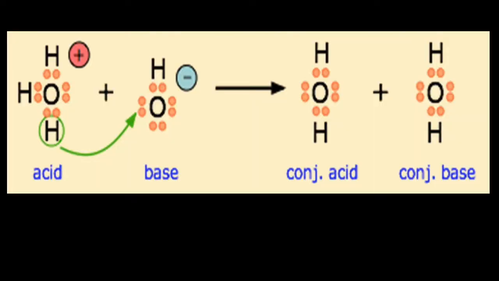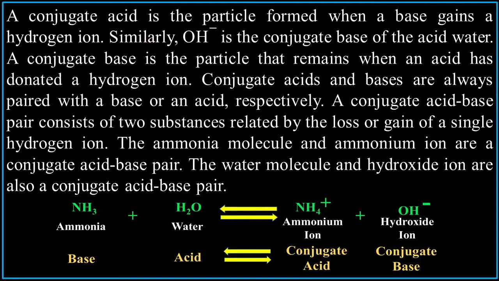Here is a picture of what an acid looks like when it's donating a proton to a base. Proton donor acid, proton acceptor base, and then the corresponding conjugate acid and conjugate base. A conjugate acid is the particle formed when a base gains a hydrogen ion. Similarly, hydroxide is the conjugate base of the acid water. A conjugate base is the particle that remains when an acid has donated a hydrogen ion.